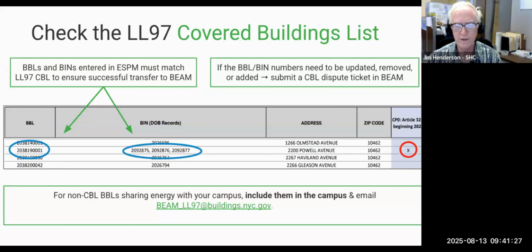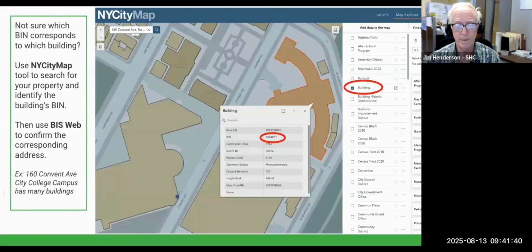Just to reiterate, if you have 3 buildings on your lot, you'll have 3 BINs. So right here shows the 3 buildings. Later on in the process, you would make sure that you have 3 BINs to report.